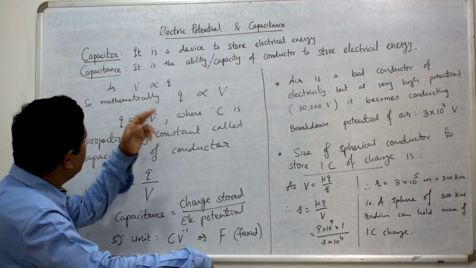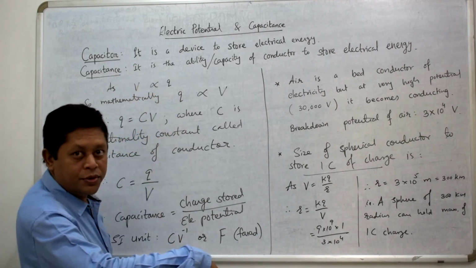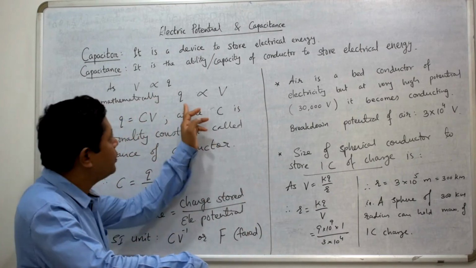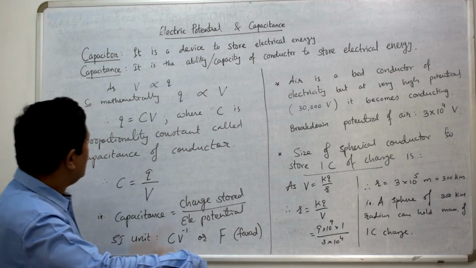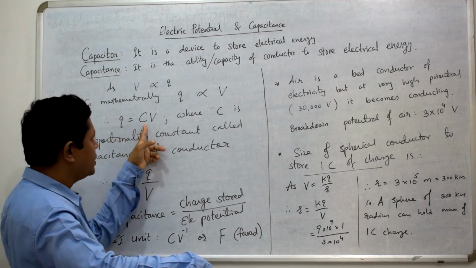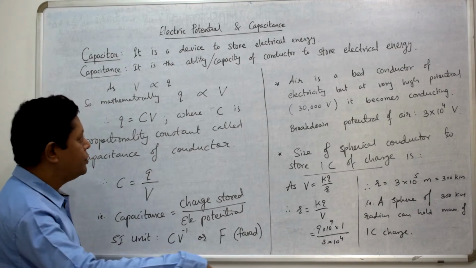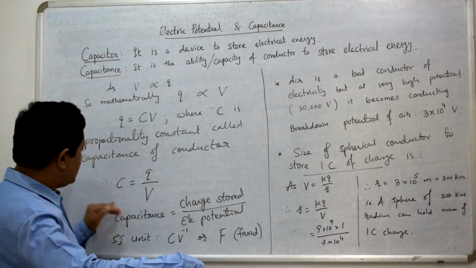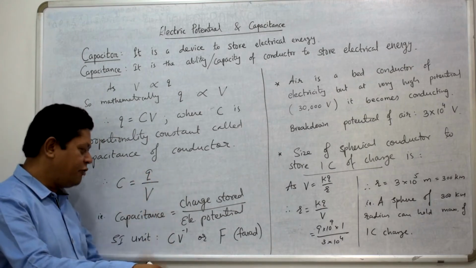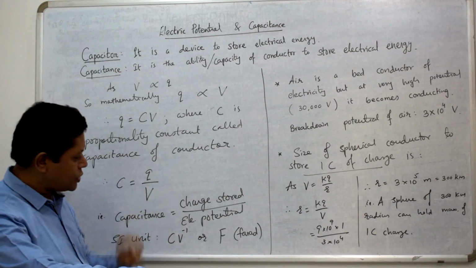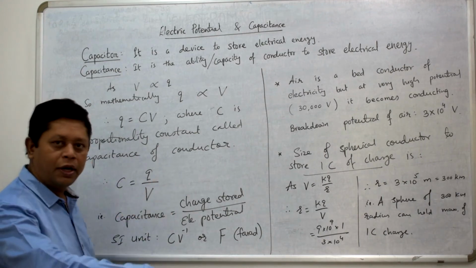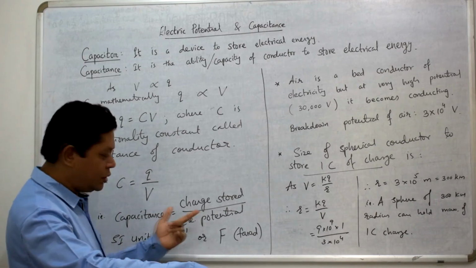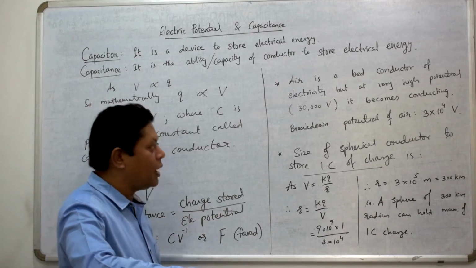As you know, potential is a function of charge. V is proportional to Q. Mathematically, you can write Q is proportional to V. The proportionality constant is C, so we write Q is equal to C into V, where C is called the capacitance of the conductor. So mathematically, you can write C is equal to Q by V, where Q is the electric charge stored in the conductor and V is the electric potential of the conductor. So as I said, its unit is coulomb per volt, which is also called farad.